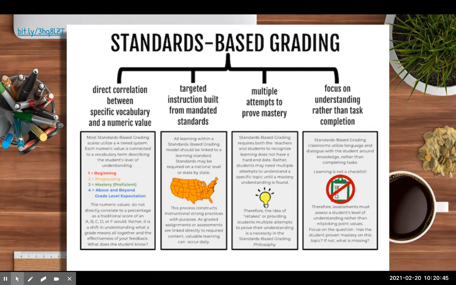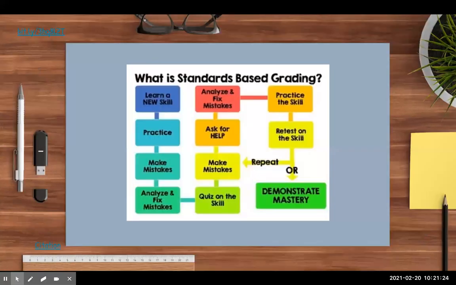You have targeted instruction from your standards. You have multiple attempts so the kids can redo assignments. They can redo that quiz. And then they can focus on understanding versus completion. So if you gave 10 assignments, especially with your SPED kids or your ELL kids where it's going to take them a little longer, look, I'm going to give you the 5. If you can get 5 of them in, you got your full mastery level. I can tell by 5 lessons where you are in your mastery. All right, 10 would be great. But again, I'm not grading on completion. I'm grading on quality. Now, if they turn in those 5 and they bomb all 5, then we might need to do the 10.